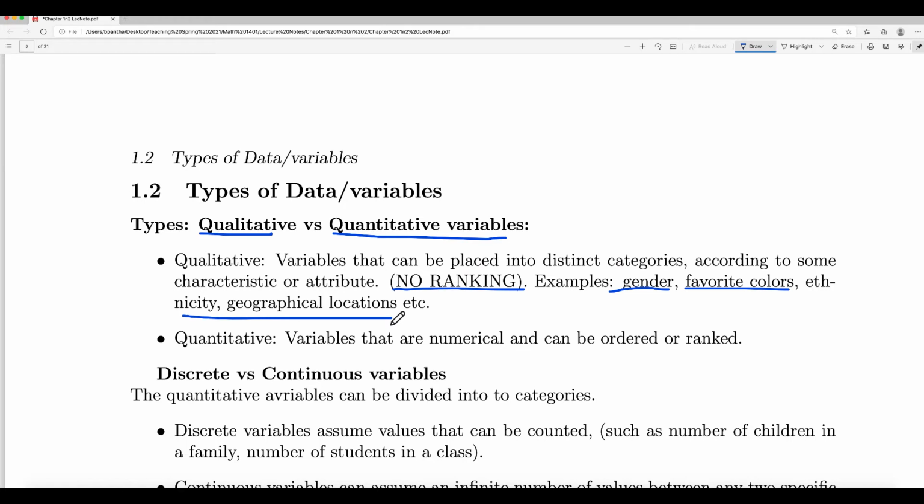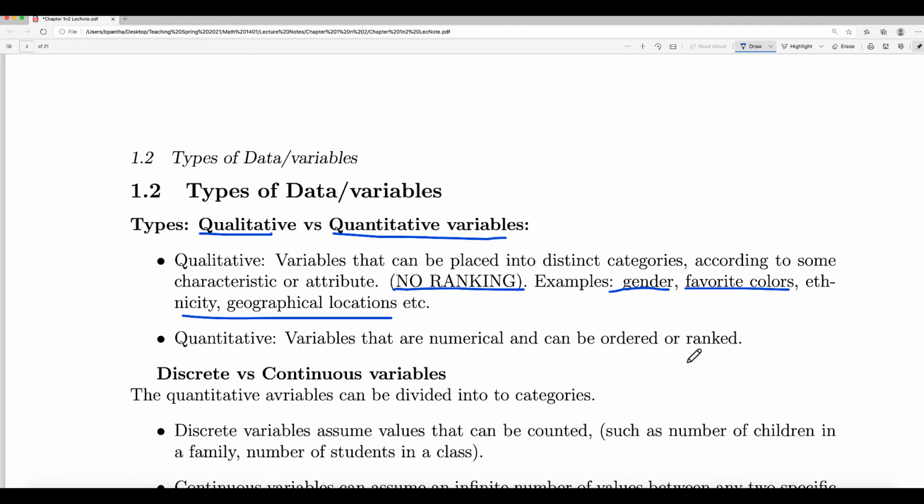But what is quantitative data? Quantitative data are variables that are numerical and can be ordered or ranked. For example, if you want to know the age of the people or the height or weight, those data will be numerical data, and those data can be ordered from increasing to decreasing, decreasing to increasing, which one is bigger, which one is smaller, those kinds of things. That is called quantitative data.